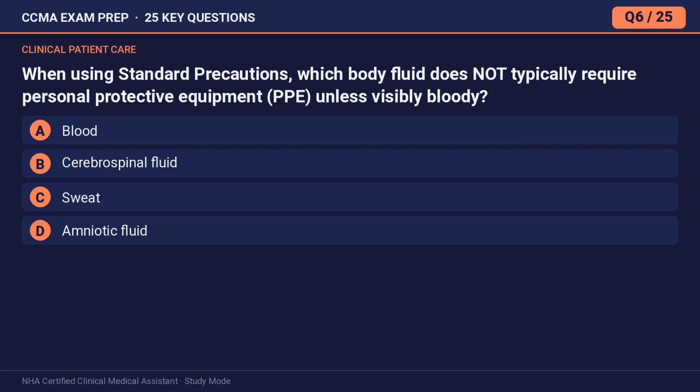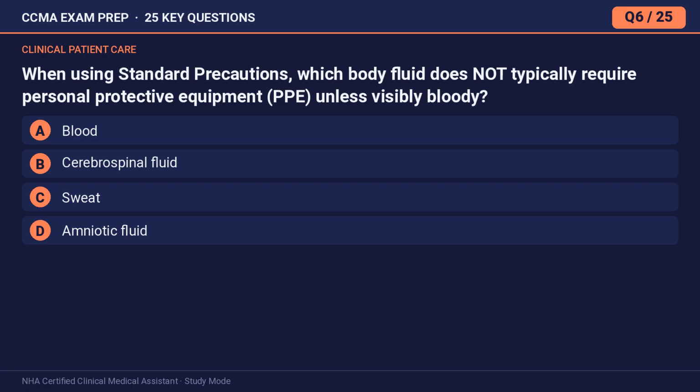During hand hygiene, the CDC recommends that healthcare workers wash hands with soap and water for at least how long? A. 5 seconds, B. 10 seconds, C. 20 seconds, D. 30 seconds.